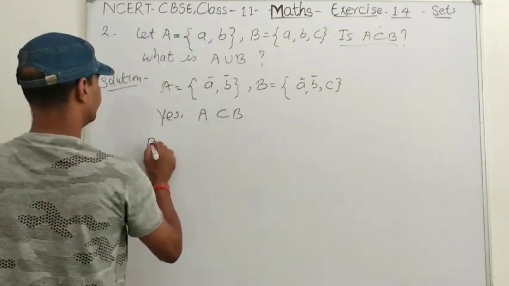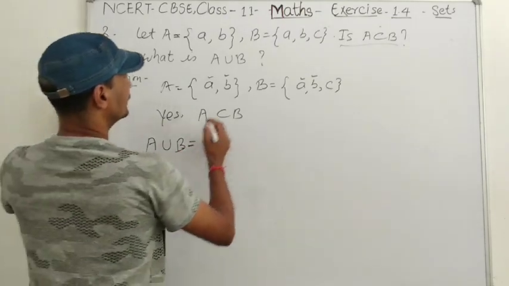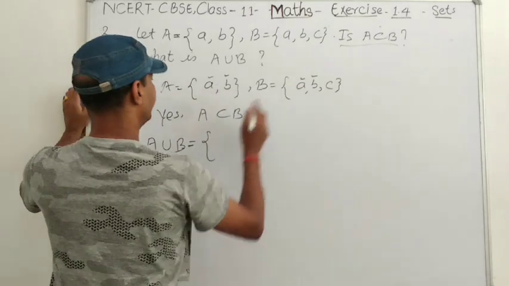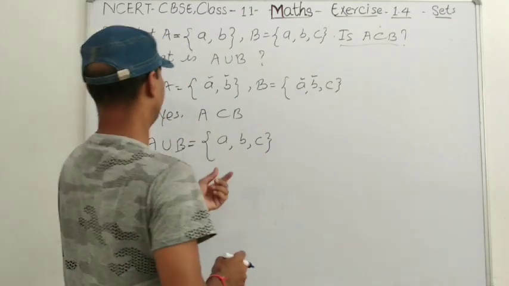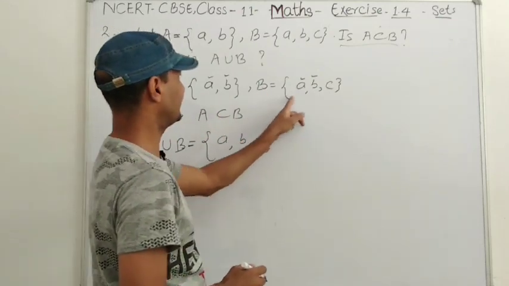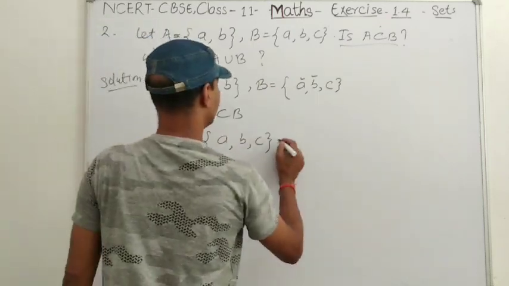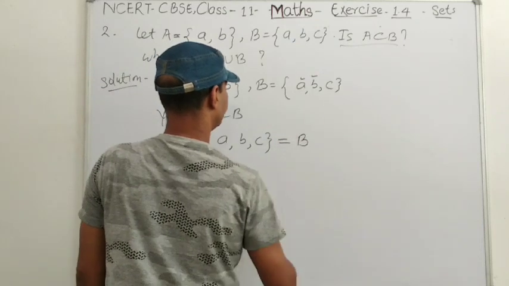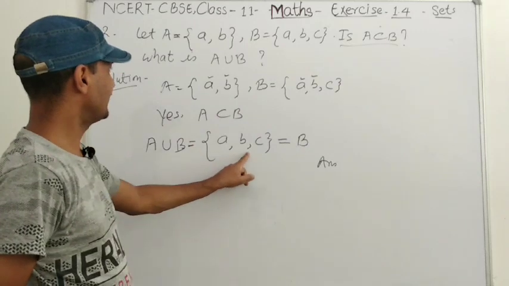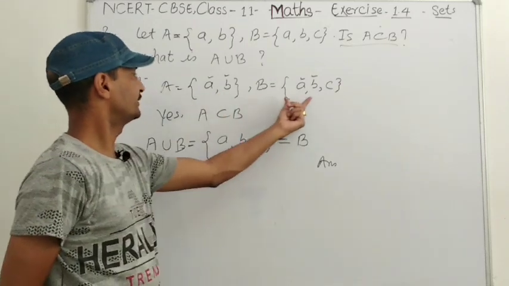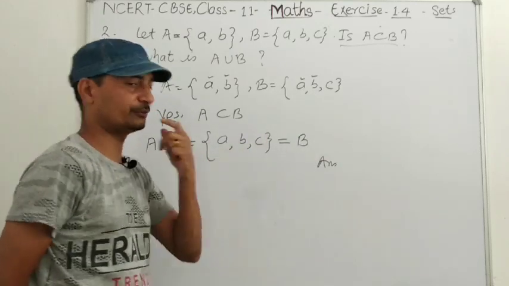Now A union B. We should write all the elements of A and also elements of B. So I'm not repeating here. A, B, A, B. That means A, B and C. Element of A and B, element of B, A, B, C. All have been included here. So it is A union B and also we can write it is B because A union B is coming A, B, C and A, B, C are elements of the set B. So we can write A union B is equal to A, B, C equal to B.